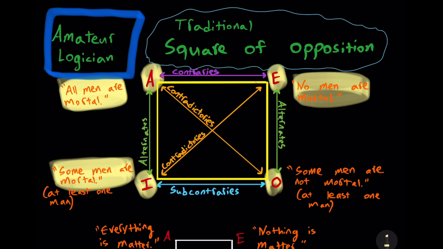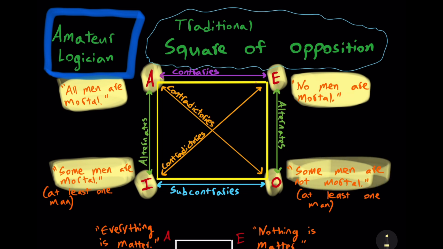No men are mortal is a universal negative proposition, an E type of proposition. And some men are not mortal is a particular negative proposition. Once again, note that some means at least one. So there's at least one man who is not mortal. That's an O type of proposition.